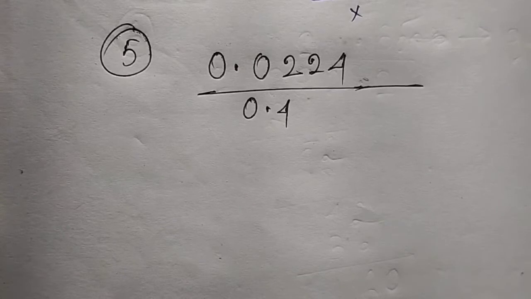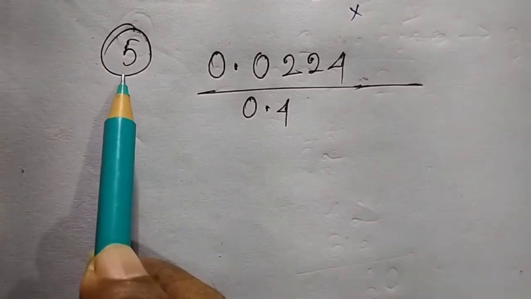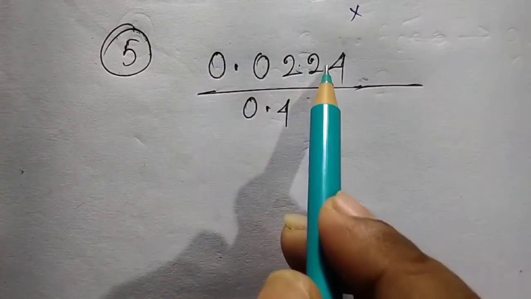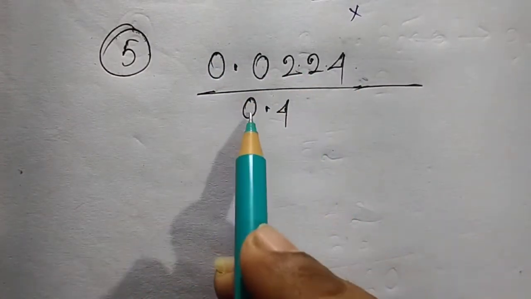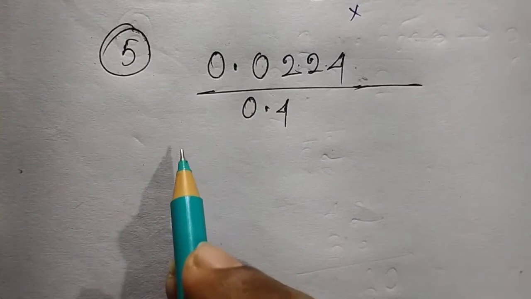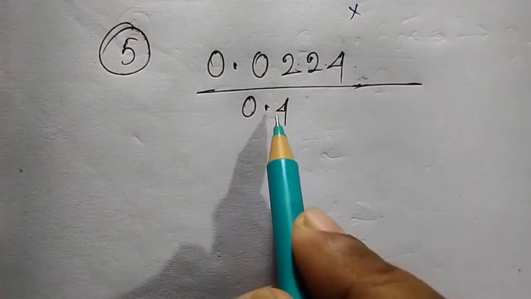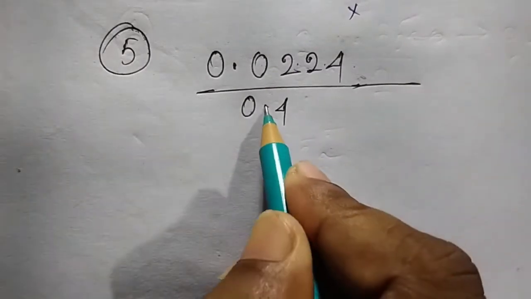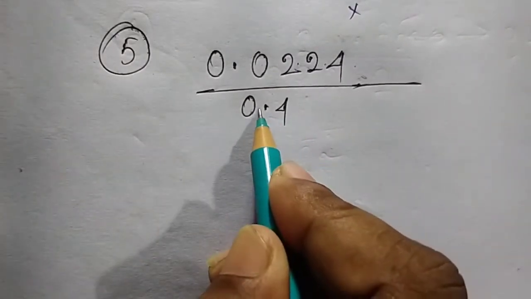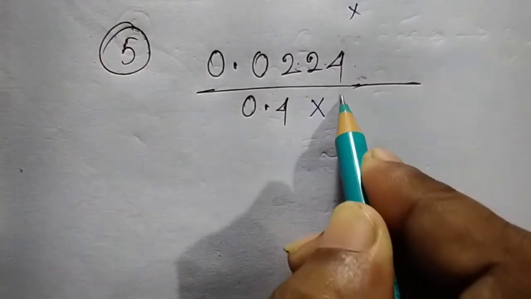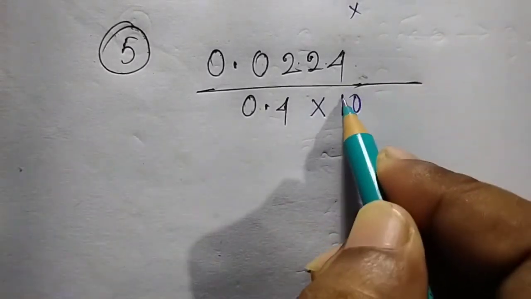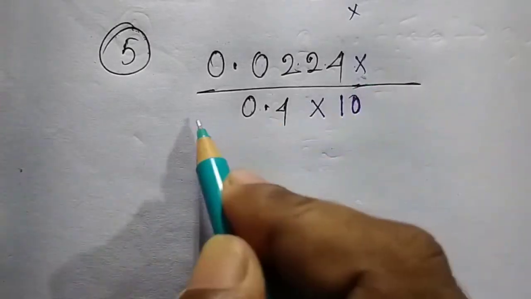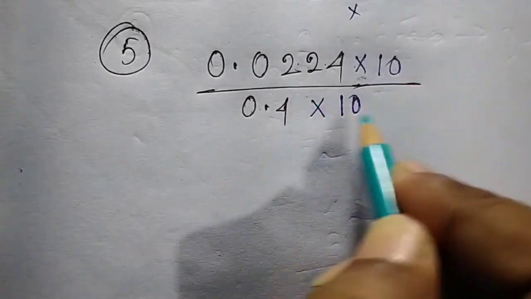Now try to solve another question. Question number 5. Here is the given question: 0.0224 divided by 0.4. So what do we have to do first? We have to remove the point from the denominator. Here there is one digit after the point, so we have to multiply by 10. If we multiply the denominator by 10, we also have to multiply the numerator by 10.